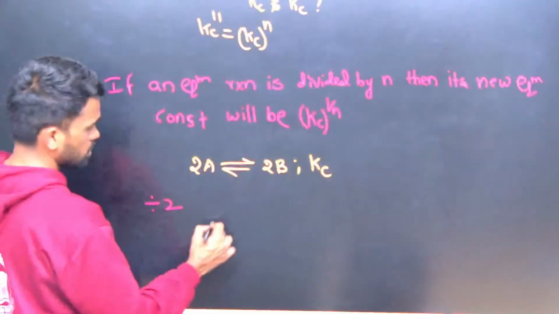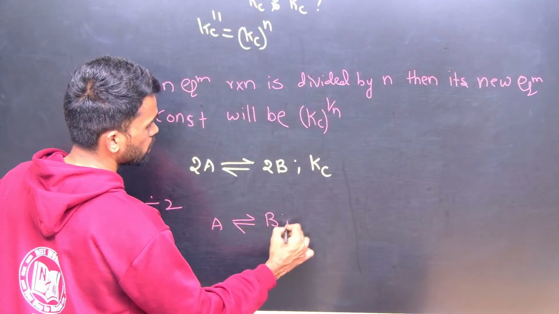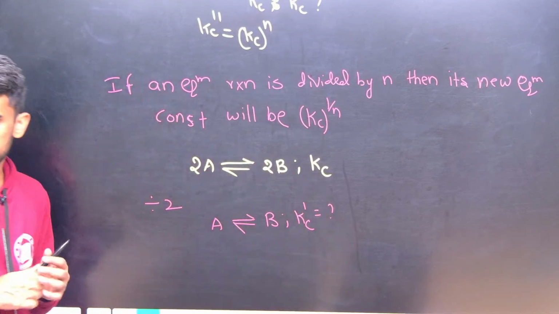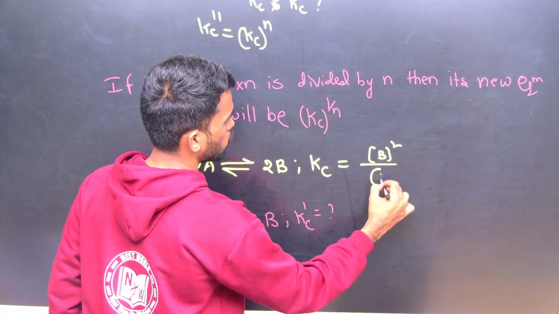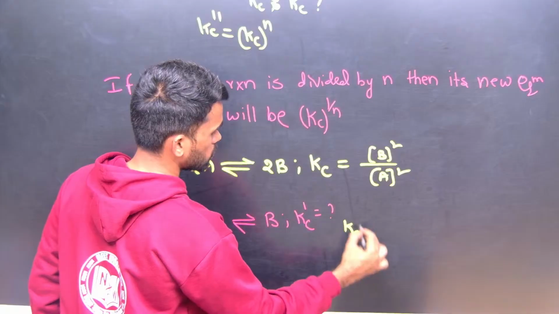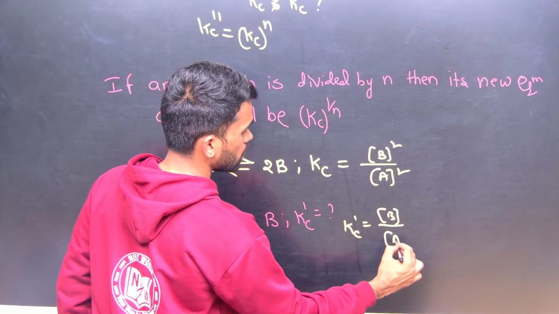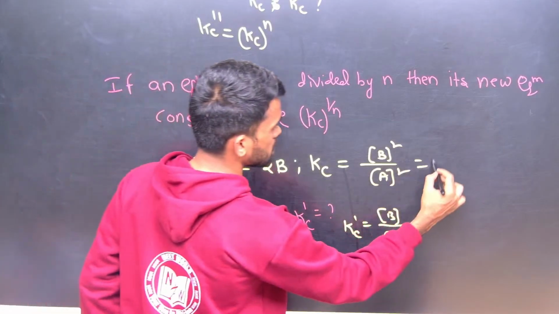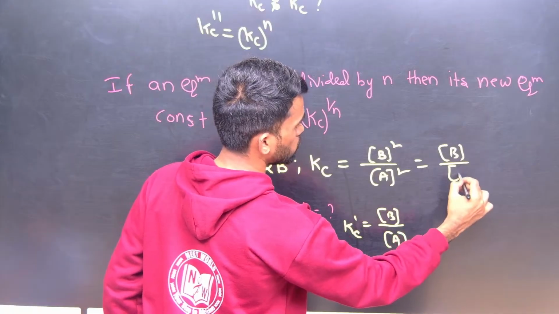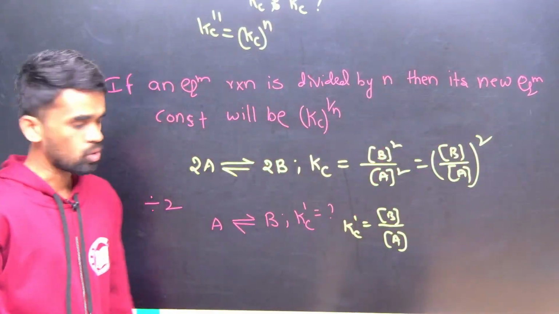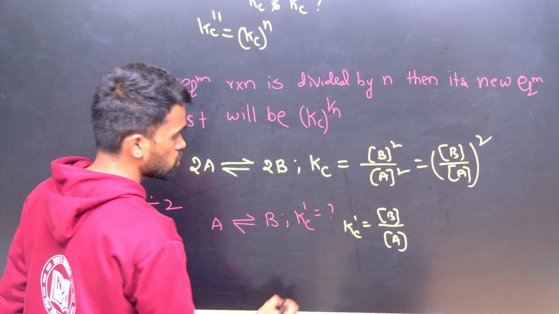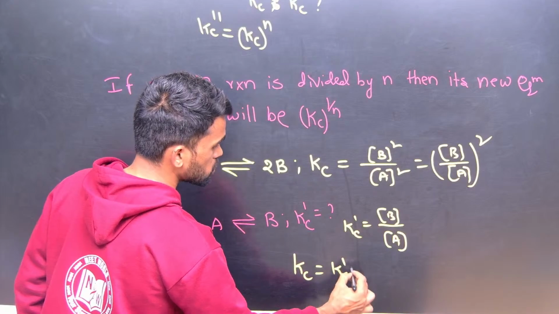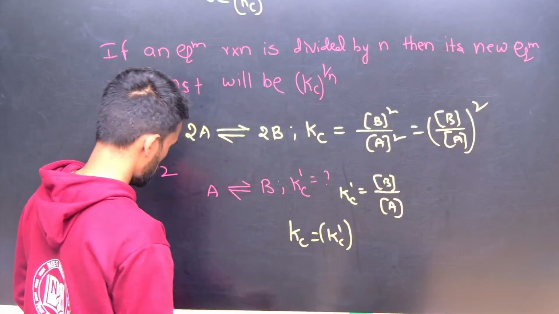Now I am dividing this equation by some number 2. What happens to this? See here, what happens? A gives rise to B. So here, what is Kc dash? Simply, Kc equals B to the power 2 over A to the power 2, and Kc dash equals B to the power 1 over A to the power 1. Now I can write Kc equals B to the power 2, A to the power 2, so I can write it like this. That is nothing but B by A, which is Kc dash. So now I can write Kc equals Kc dash to the power 2 here.